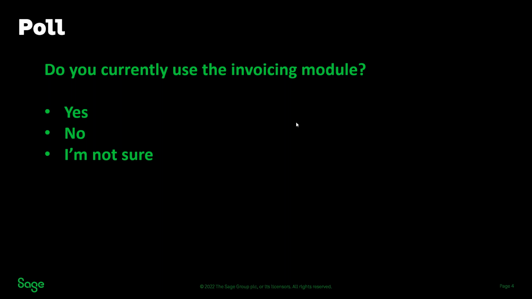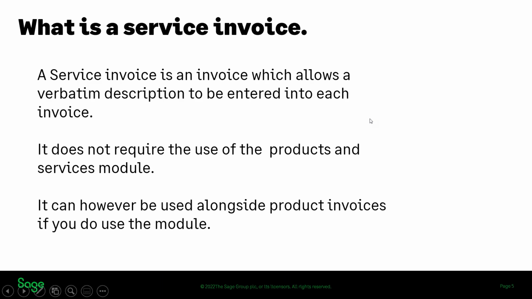Okay, so I'm going to start off with a little bit of theory first of all, talking about what a service invoice is and also why we would use a service invoice, trying to put that into context for you. So a service invoice is an invoice which allows you to put in a verbatim description. Okay, so it's particularly useful if you've got a really long description, really in detail, and you want all of that information to appear on the invoice. It also doesn't link into the products and services module.